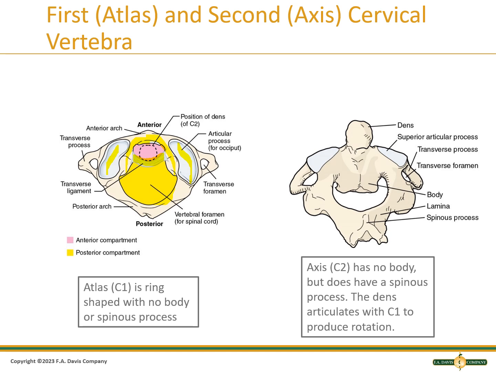So that articulation, if we look over to the right, the dens is that circular part that sticks up from C2, and that sticks into the ring of C1, and it is held in place by the transverse ligament. Now, if we look at C2, it has no body, but it does have a spinous process, and the dens articulates with C1 to produce rotation. So if you can remember that C2 is the axis because it has the part that sticks up to spin around within that ring shape of C1, that can make these two a little bit easier to remember what happens.